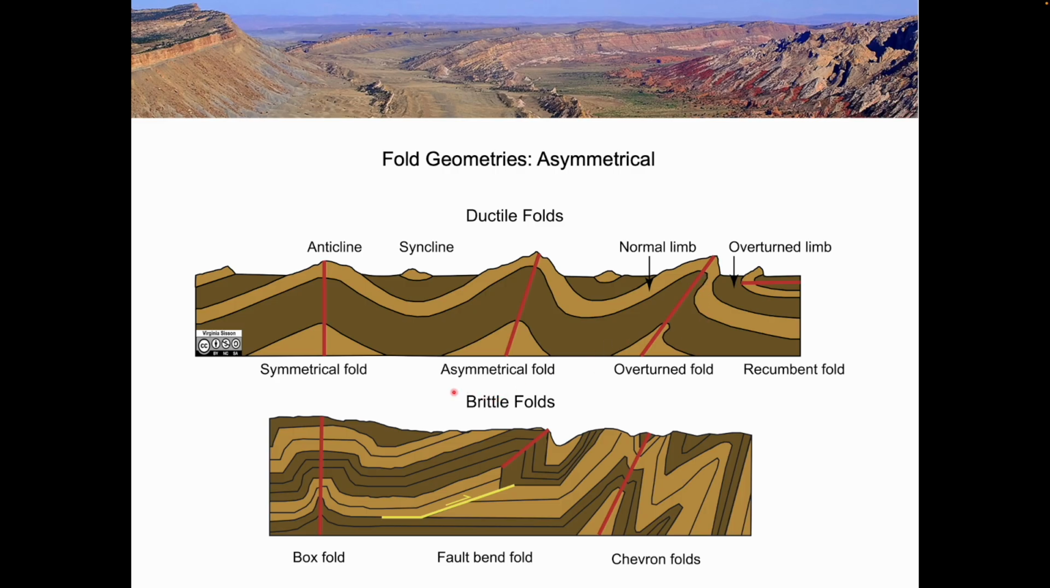We can see some of these brittle, more surface-level folds here in the lower portion, where we have box folds, where rocks get compressed and form sort of a box-looking feature. A fault bend fold or fault propagation fold is what you find at the end of a propagating reverse fault, so you get these very sharp angles. And over here on the right you have a chevron fold, which is a sharp zigzagging pattern that you only find at shallow depths in very high compression environments.